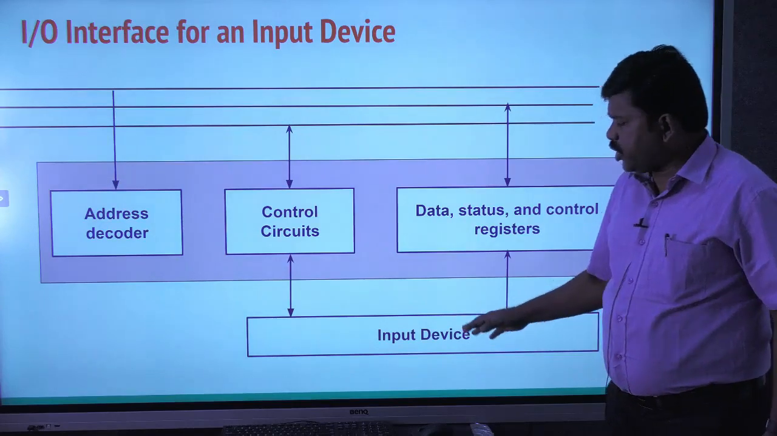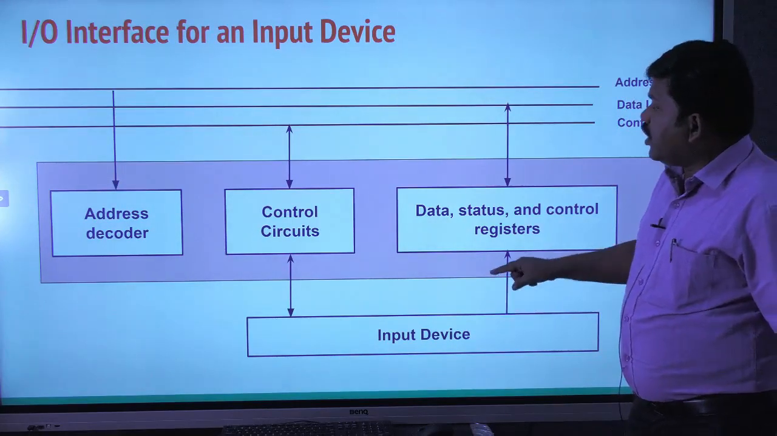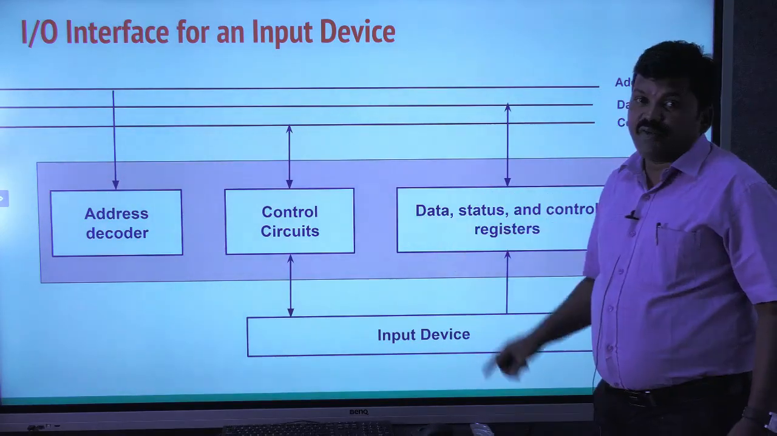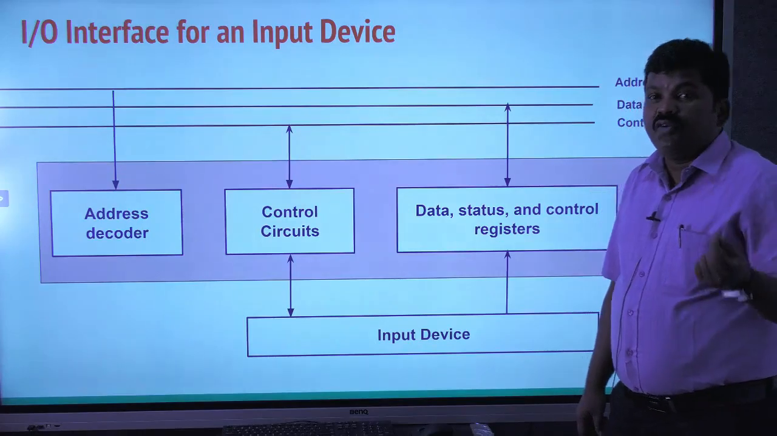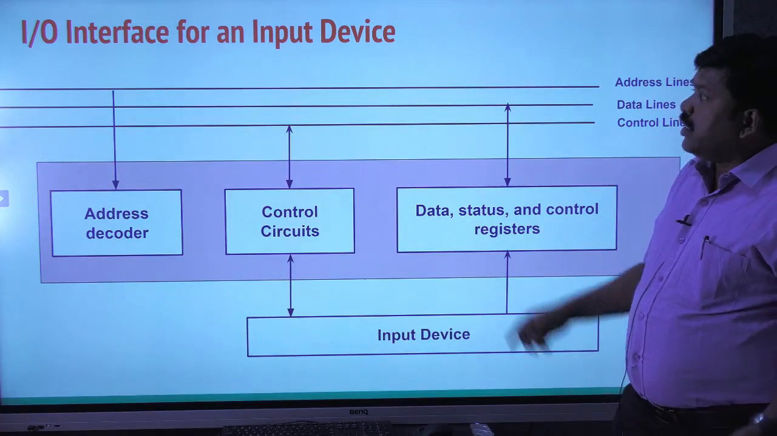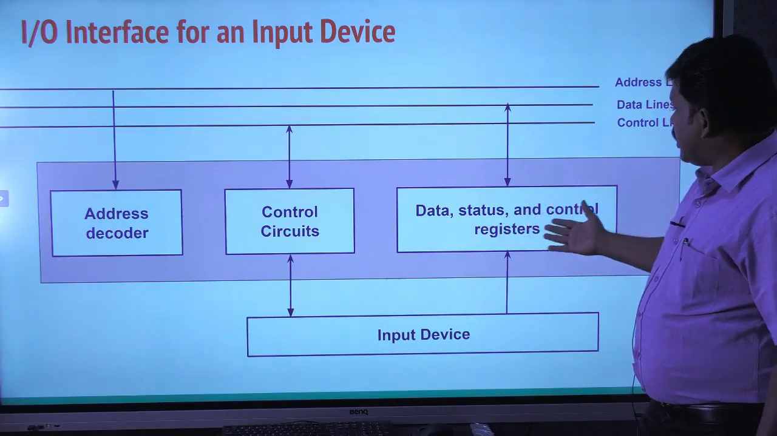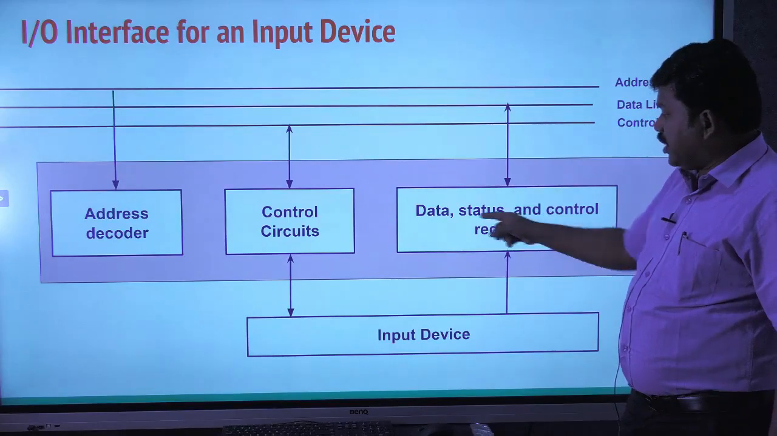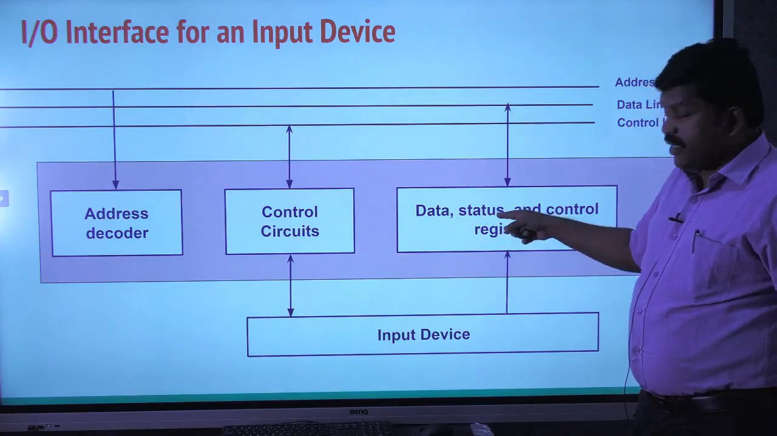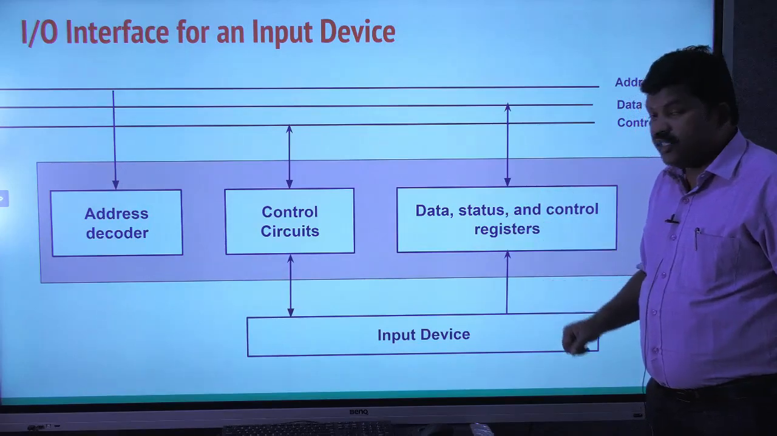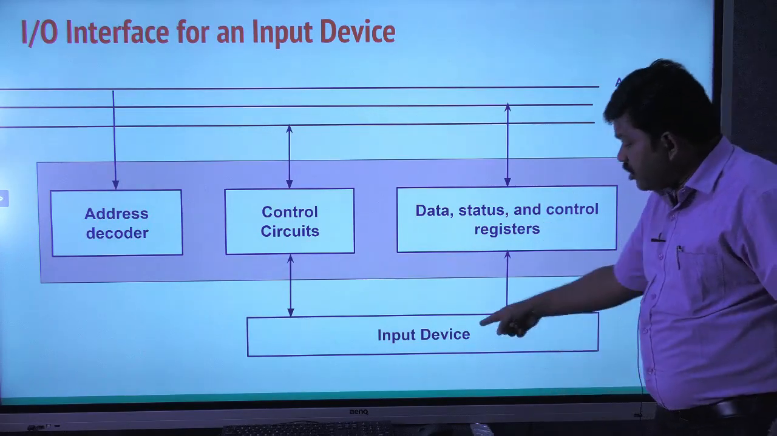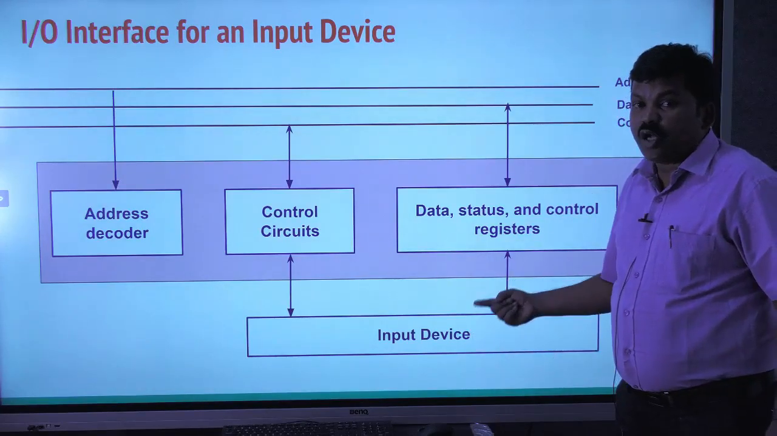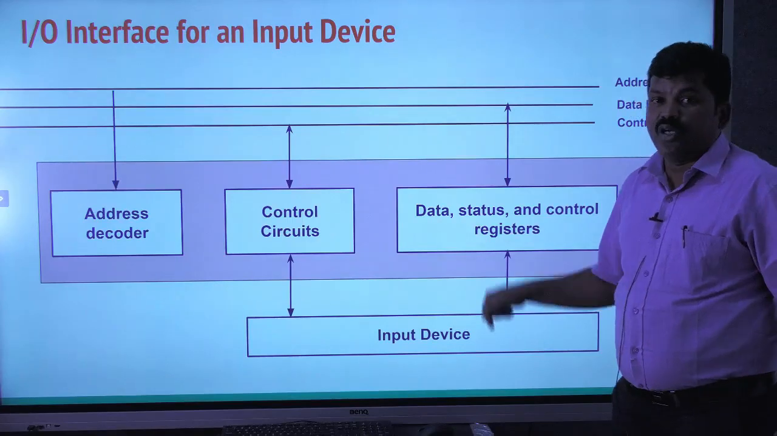Because of the slow nature of input devices, the input device will not be directly connected to the data buses. Instead, they have a common interface called the IO interface. Each device has a separate interface. The interface contains data, status and control registers. The data register indicates to the processor whether the data is ready, and the second register is called a status register. The status register is used to check the status of the input device, and the control registers are used to control the operations, which operation we are going to perform with the input devices.